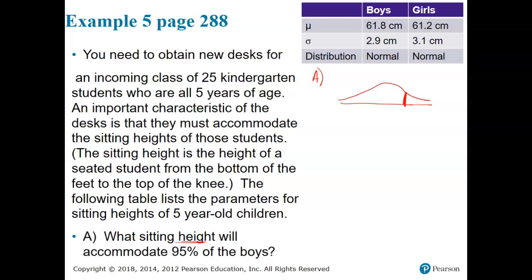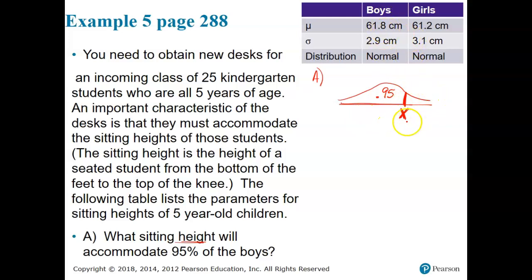So what we want to do is, it's okay for people to be shorter. We just don't want to have people that are a lot taller than this value. So we want to accommodate 95%, and this would be the 95% that we're going to accommodate. So only about 5% would be taller than this value, and therefore only about 5% would be sitting uncomfortably in the chair.